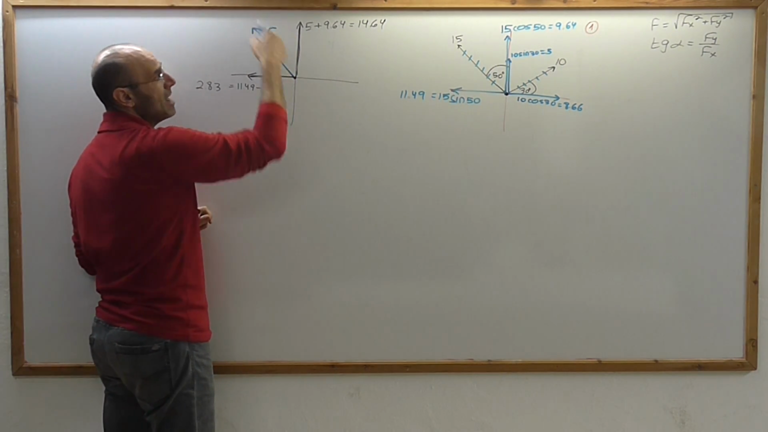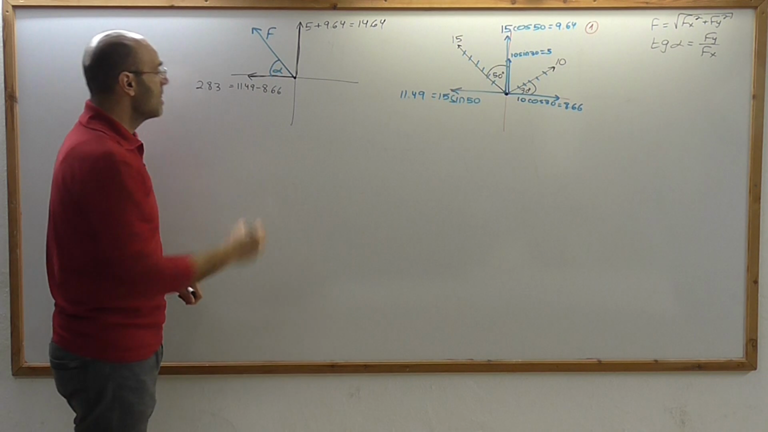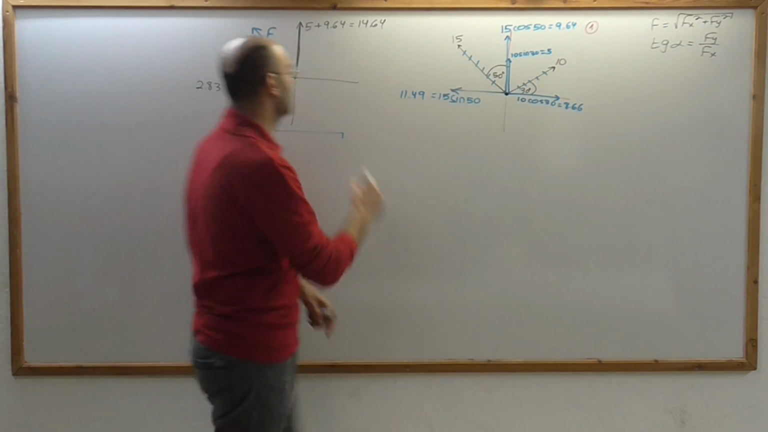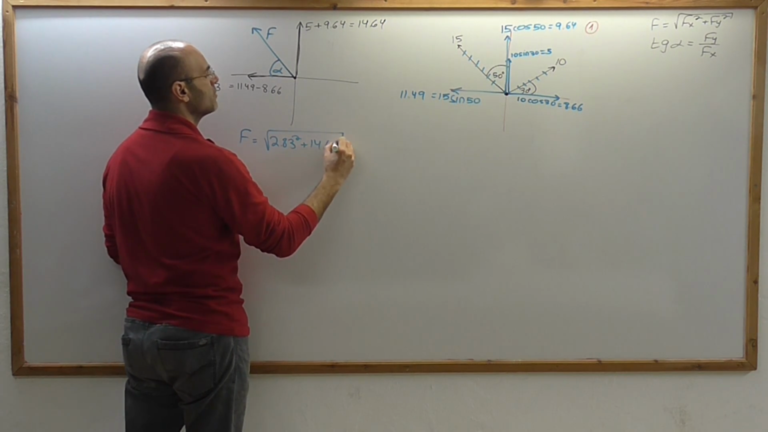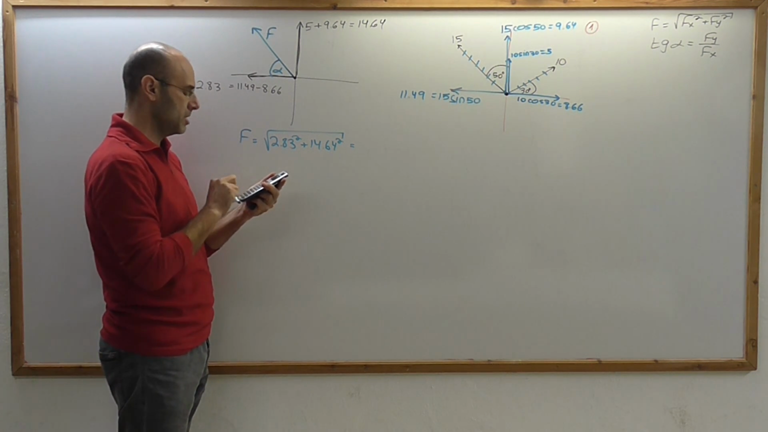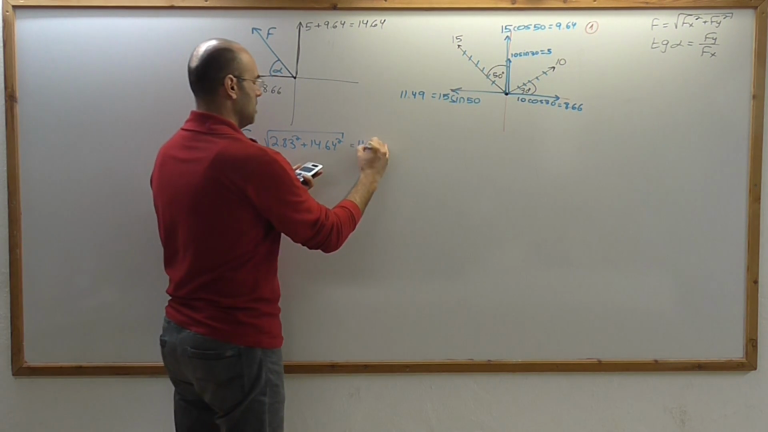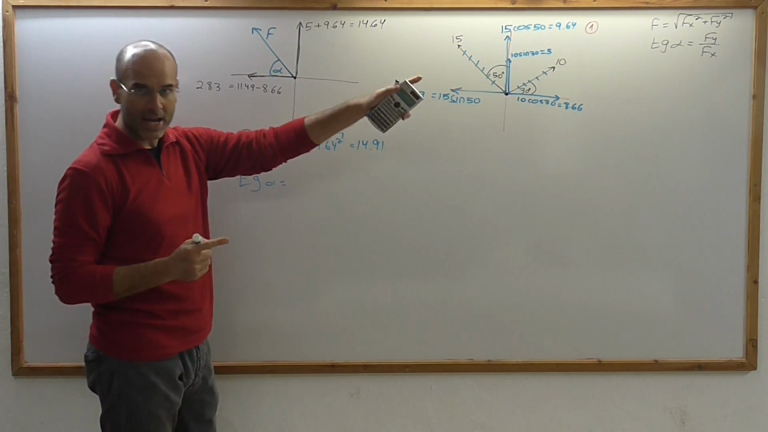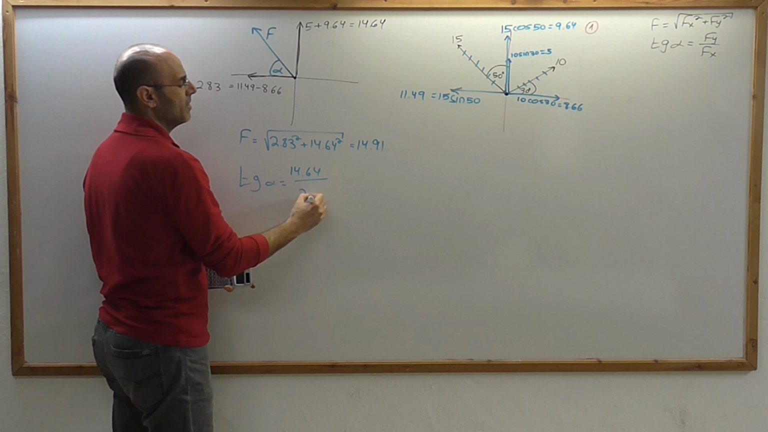So if I want the magnitude of that and the angle always next to the x pole, the F will be the square root of Fx squared plus Fy squared. 2.83 squared plus 14.64 squared, square root, which is 14.91. And the angle, tangent alpha, is always Fy over Fx.